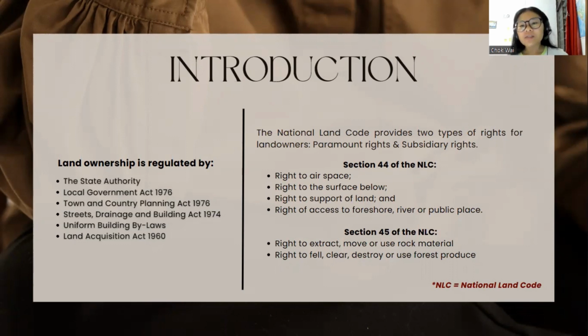For paramount rights, Section 44 provides that the landowner has the right to airspace, right to the surface below, right to support of land, and also right of access to foreshore, river, or public space. On the other hand, subsidiary rights are provided under Section 45 of the National Land Code, which is the right to extract, move, or use rock material, or right to fell, clear, and destroy, or use forest produce.